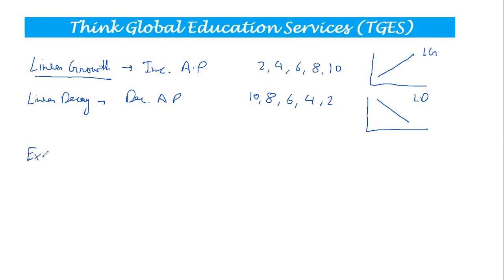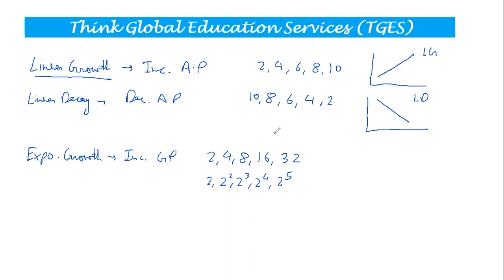Similarly, when we talk about exponential growth, it's actually increasing geometric progression. That's an exponential growth. So for example, let's say the initial is 2, then I double it, it will be 4. Then again I double it, it will be 8. Then again I double it, it will be 16. Then again I double it, it will be 32. So it's always in the form of exponentials. As you can see, it will be 2 square, then 2 cube, then 2 to the power 4, then 2 to the power 5. So basically, where the common ratio is more than 1, then it will be an increasing GP.